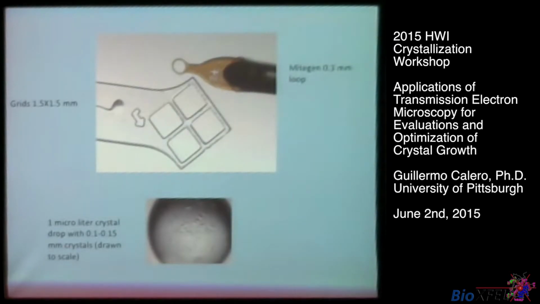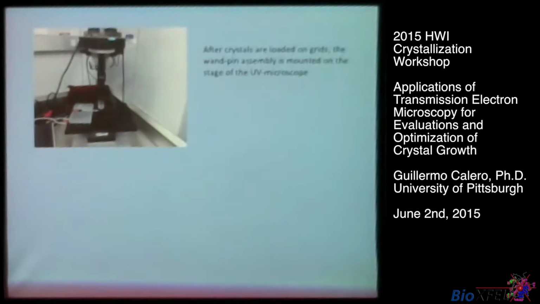So what we did is we made these grids, which are made of Mylar. Actually, this is the latest generation. The first ones I printed. And you can see here the nitrogen loop, and this is our grid. And this is a crystal drop at scale. So this is a 1 microliter crystal drop. What you do is take 6 or 7 microliters from your mother liquor and add it on top of this crystal drop, and then you get your loop, and then you get everything. In 2 seconds, you get the whole thing.